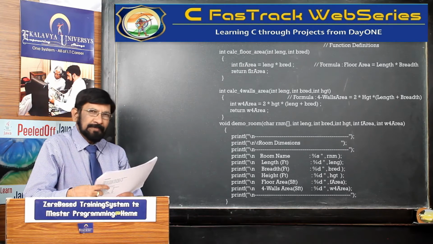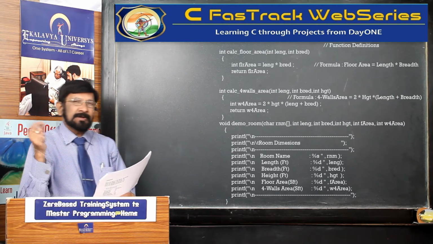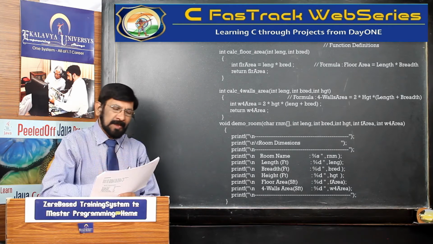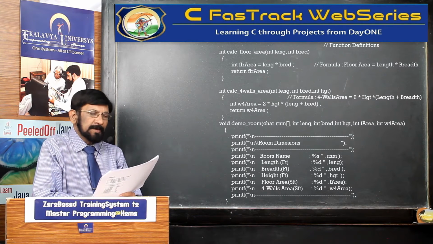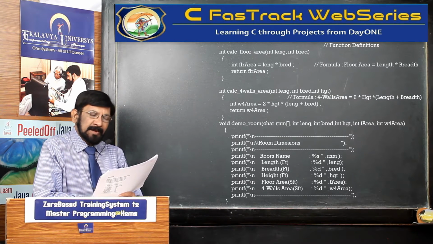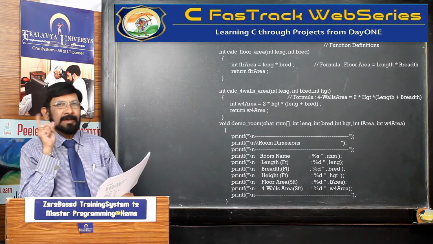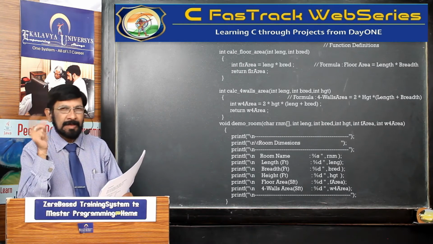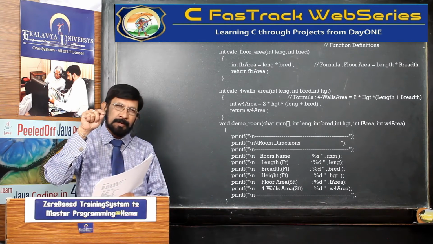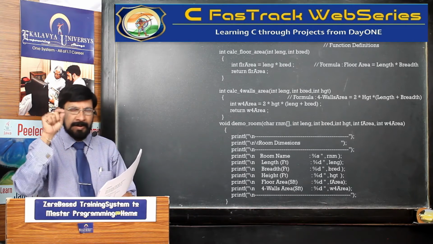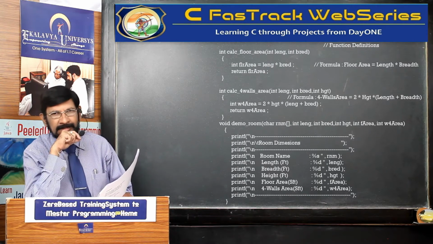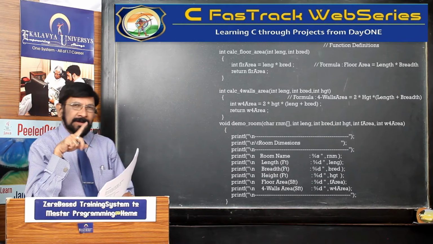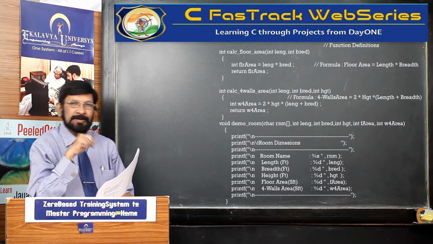Now we first see what type of function it is. A function which takes arguments and returns a value. So calculate floor area takes a length and breadth. Here one point: in a prototype, you are writing only data types. You are not writing names. In function calls, what are you writing? You are writing names only, without writing the type. Here, you are writing type as well as name. That point you have to understand.